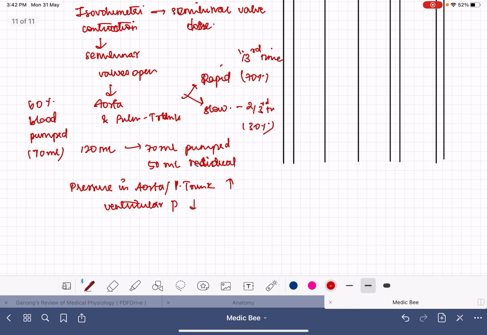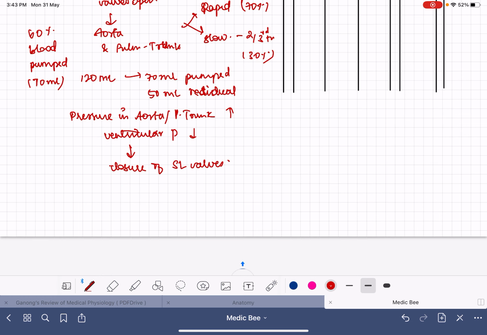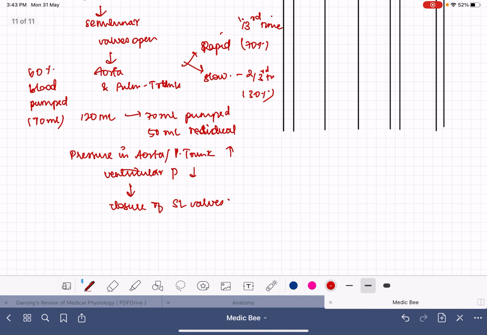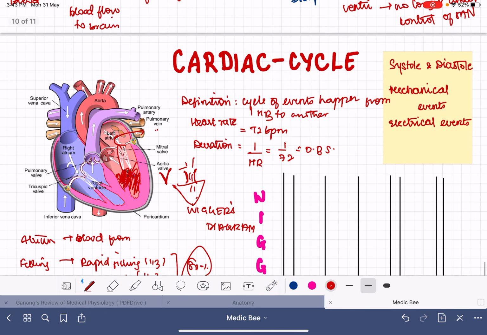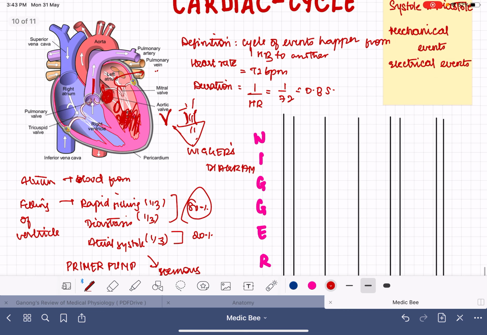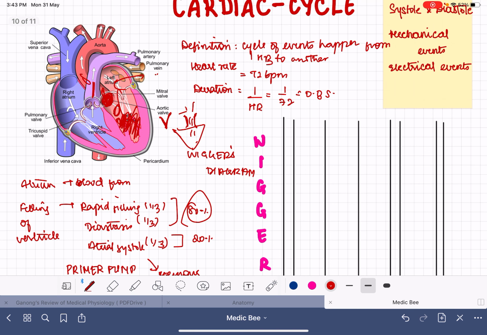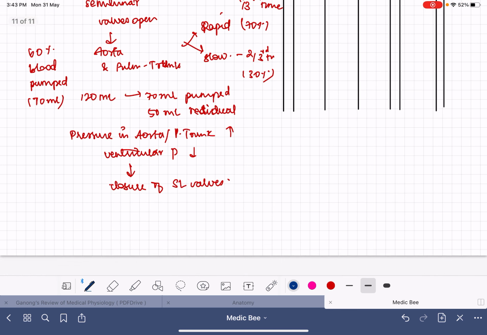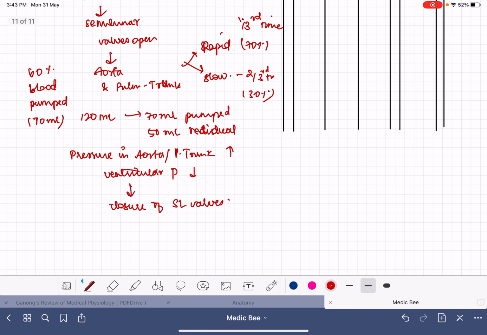This will again cause the closure of the semilunar valves. The semilunar valves get closed because of the pressure difference between the ventricular chamber and the arteries. The pressure across the semilunar valve is different, so the blood is pushed back. This blood in the aorta will push back the valves, pushing them to close. So this is the reason why the closure of the semilunar valves is seen.